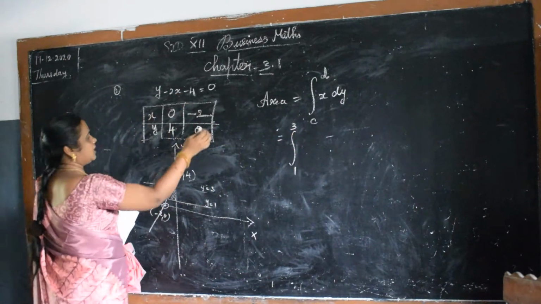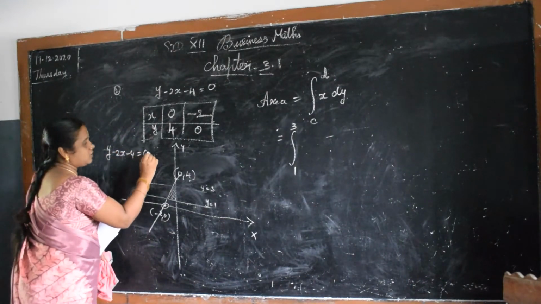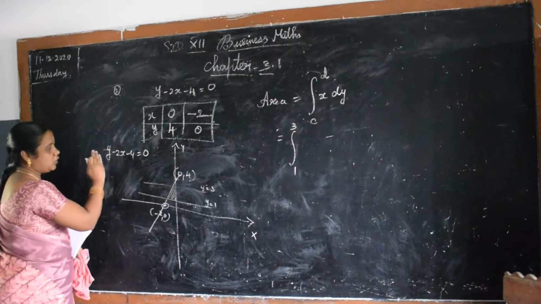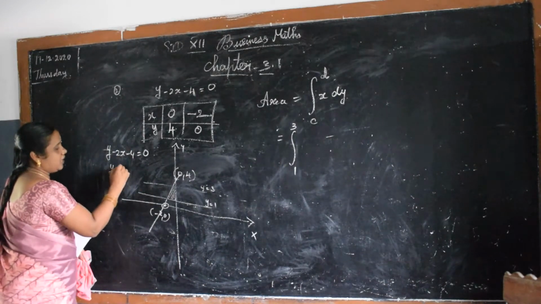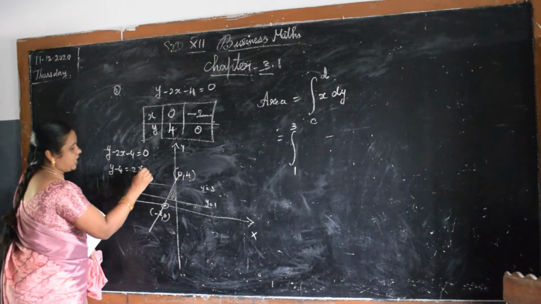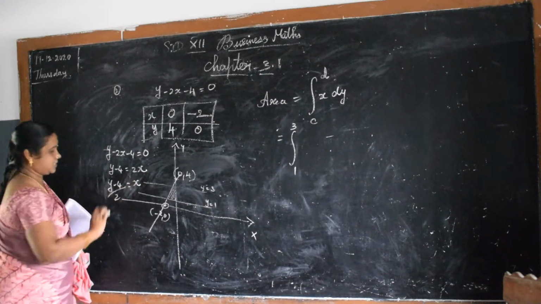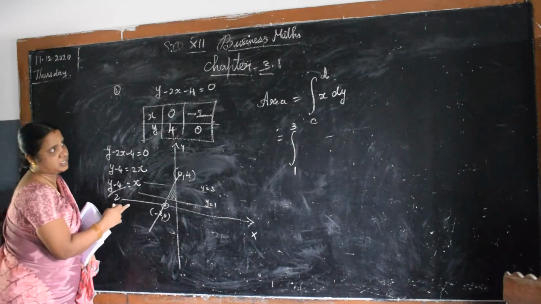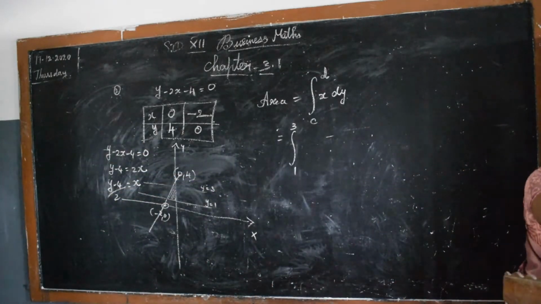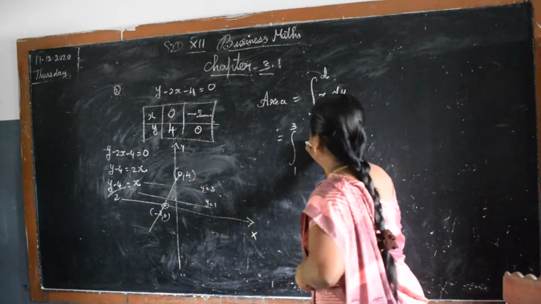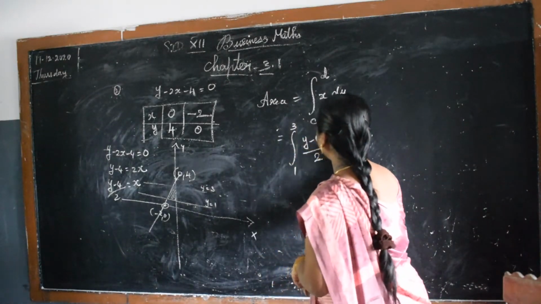Bring x. See, y minus 2x minus 4 is equal to 0. So bring x. You bring everything to this side. Bring this 2x to this side. y minus 4 is equal to 2x. y minus 4 by 2 is equal to x. This is the value of x. Now you substitute here. See, our x is y minus 4 by 2 into dy.